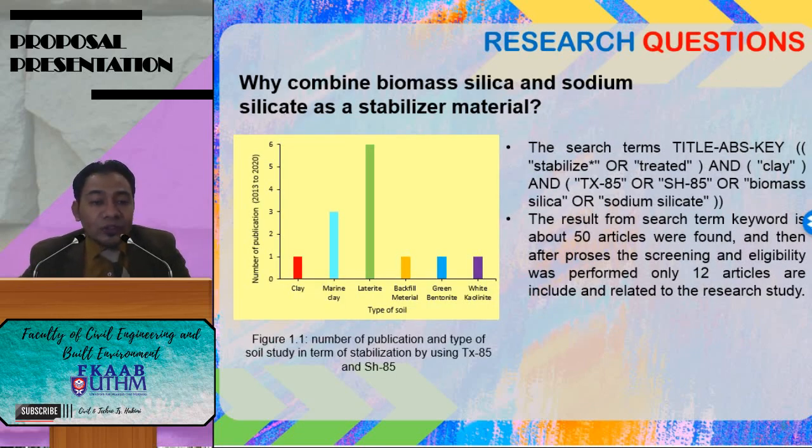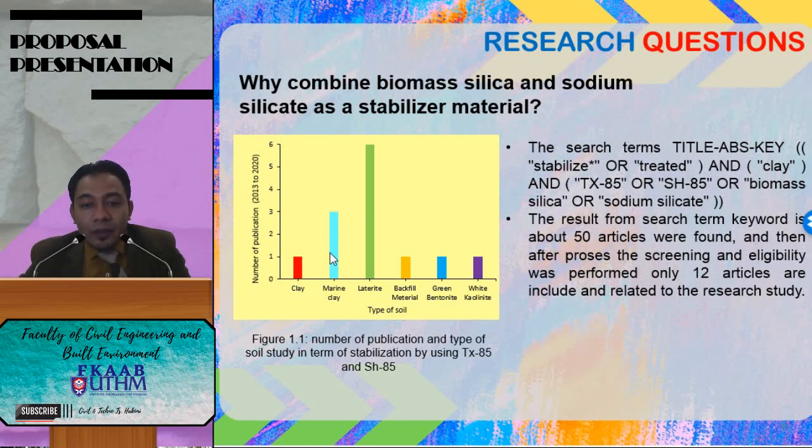So this is the research question: why combine biomass silica and sodium silicate as a stabilizer material? From the systematic literature review, about 50 articles were found from a keyword search, and after screening and eligibility were performed, only 12 articles were included and related to this research. This means the researchers used the same stabilizers, which are TX-85 and SH-85, only 12. This is from the Scopus platform.